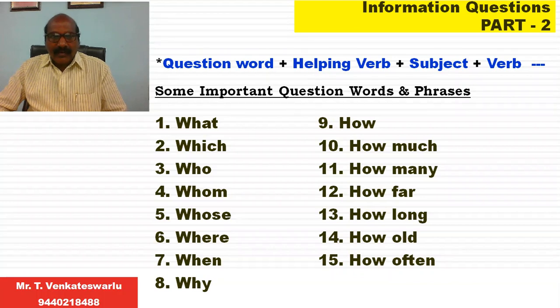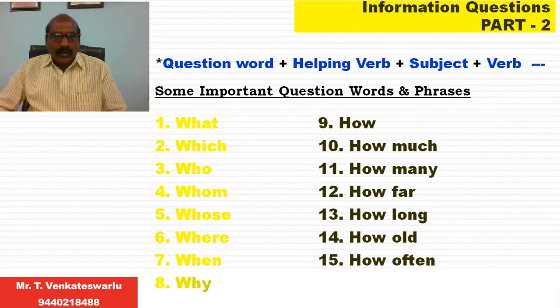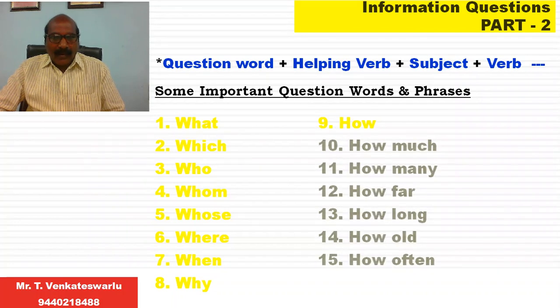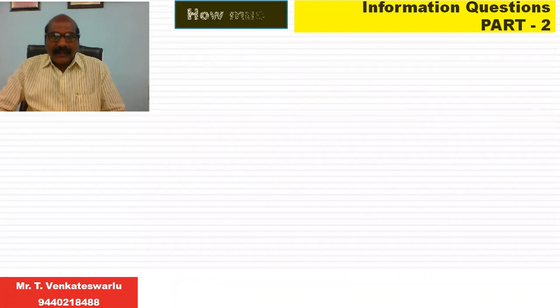In the previous video, you learned about the formation of information questions using certain question words like what, which, who, whom, whose, where, when, why, and how. In today's video, you are going to learn about the formation of information questions or WH questions using certain question phrases like how much, how many, how far, how long, how old, and how often. Now, let's have a look at some examples.